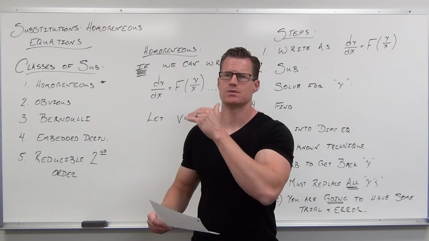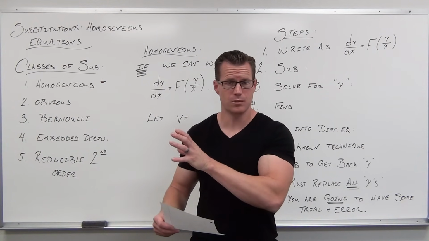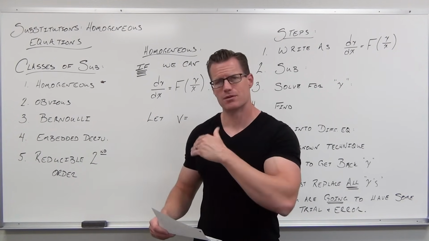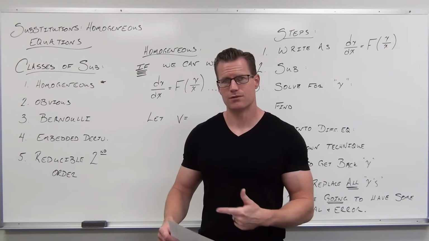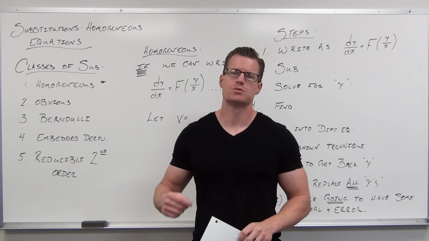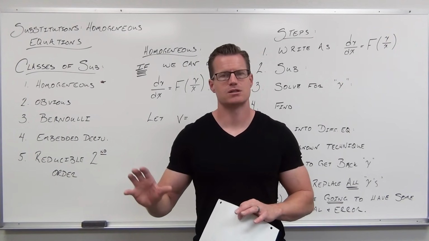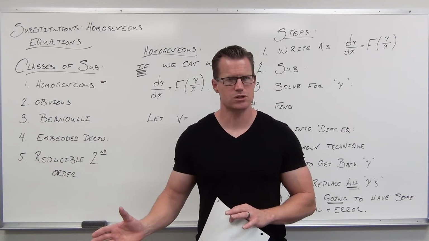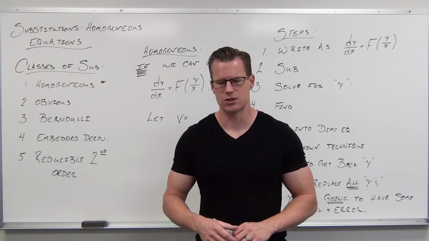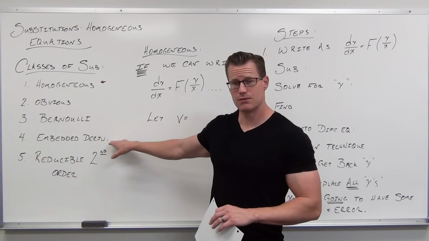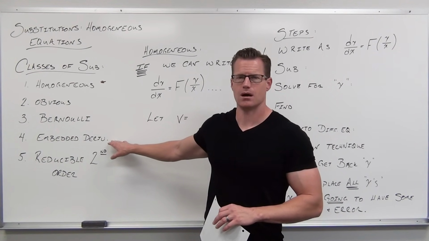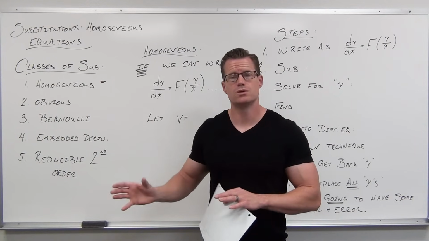So we have homogeneous, we have maybe a composition where it would be an obvious substitution. We might have a Bernoulli substitution that we can make. We could have an embedded derivative, or we could have a reducible second order. And the last class that's not up here is exact equations. So we'll look at an exact differential equation a little bit later. The one thing I mentioned about this one, I'm going to give you an example in just a bit that can be done two different ways.